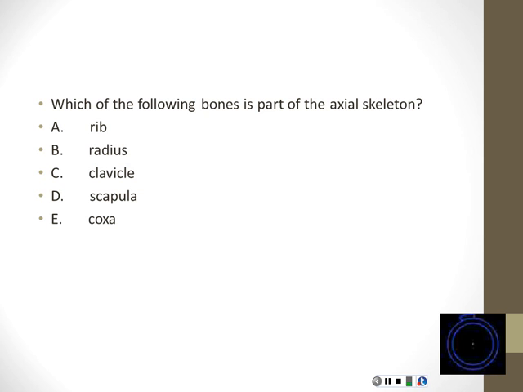And then E, the coxa, or the coxal bones, make up the pelvic girdle. So even though we looked at the pelvis, you know, the two coxal bones and the sacrum in the back, the only part of that that is axial is the sacrum. The coxal bones are part of the appendicular skeleton too. All right.